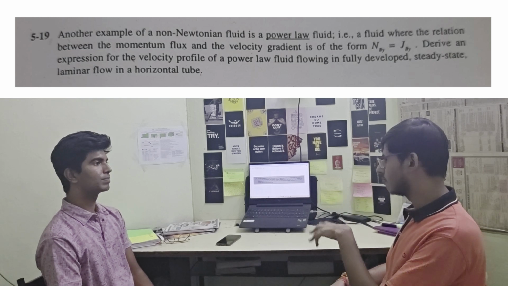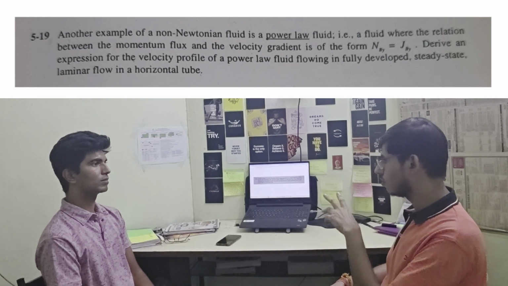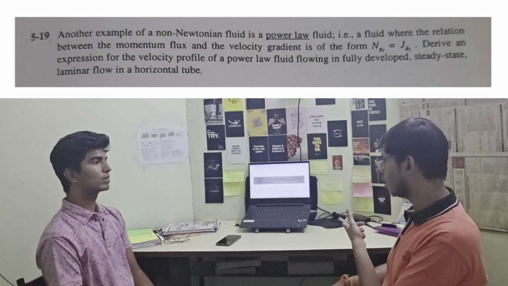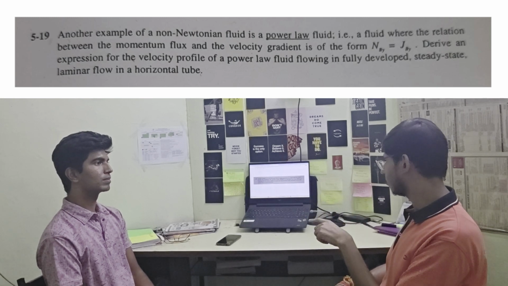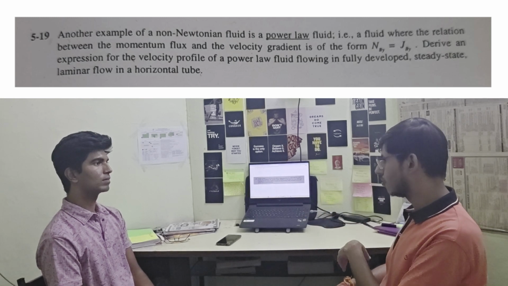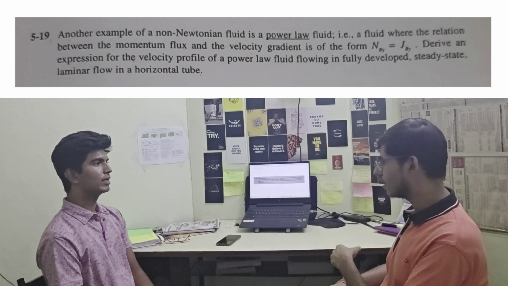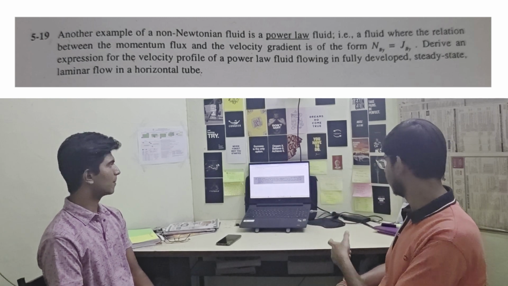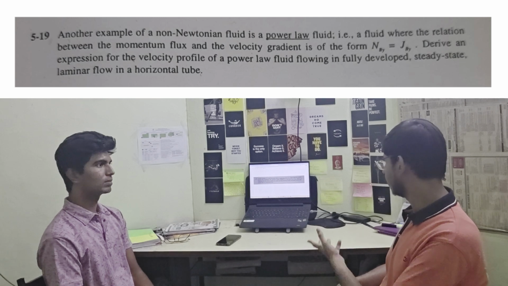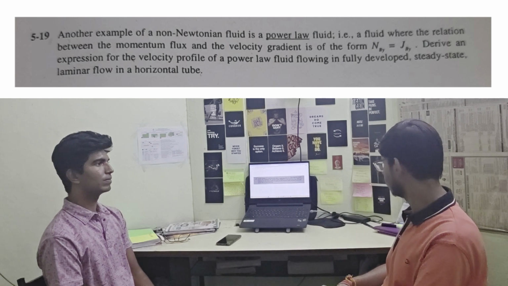That is j times dVz by dy whole power n, and here y would be r. So tau rz is equal to j times dVz by dr whole power n. So generally in case of Newtonian fluids, n is one, right? n becomes 1, right? Yeah. So here you cannot take that n to be 1 because it is given the fluid is non-Newtonian.